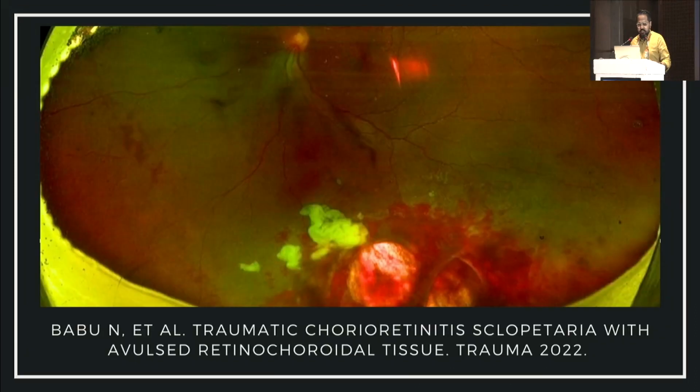This is one of the cases which we had seen at Aravind. This is an 18-year-old male who sustained an injury while playing gilli danda. The patient's presenting visual acuity was 20/40. Two adjacent chorioretinal tears can be seen anterior to the equator with a thin strip of retina between them and bare sclera underneath. The torn retinochoroidal complex is seen lying next to the tear.